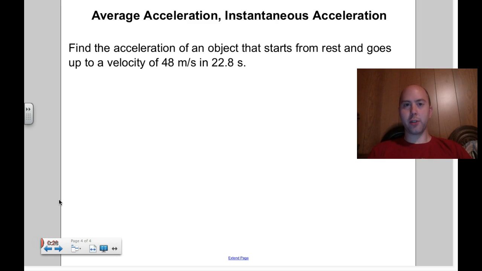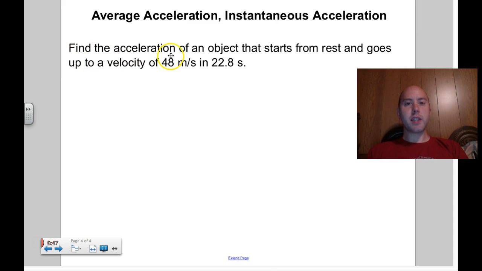So, for this lesson, we're going to talk about average acceleration, and then I'll just talk about instantaneous acceleration. Basically, instantaneous acceleration is all about the change in your velocity at that specific moment. Usually we care more about average acceleration than anything else. So here's how we're going to do this problem. Pretty simple.